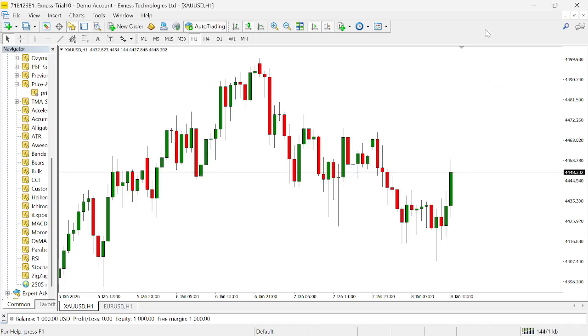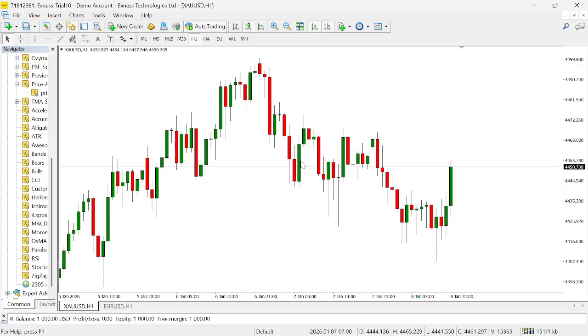Hi traders, in this video we are looking at the price action trend indicator for MT4. This indicator analyzes raw price movements to highlight the current trend direction directly on your charts. In this video, you will see what it focuses on, how it appears, and which core options you can work with.